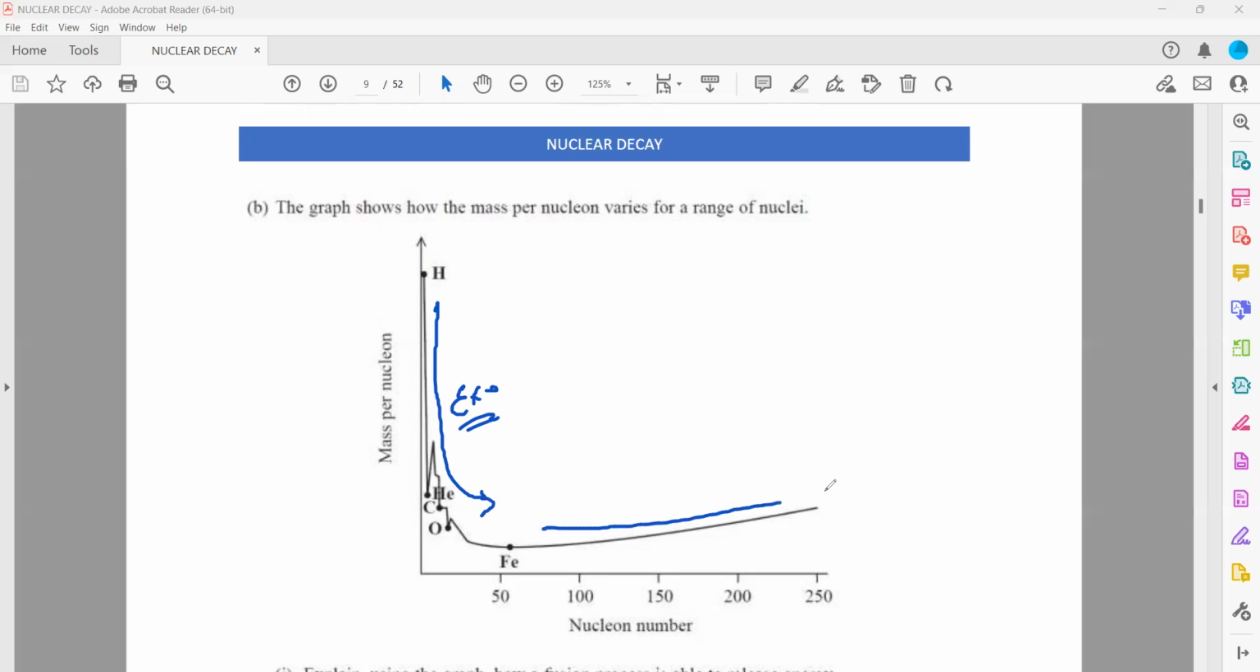But from iron to the heavier nuclei, for example up to uranium, what will happen? It will become endothermic. Why? Because to produce them, the mass per nucleon should increase. So from where do we get that extra mass? We have to supply energy, the energy must be input. So the fusion reaction is only possible for lighter nuclei, not for heavy nuclei.